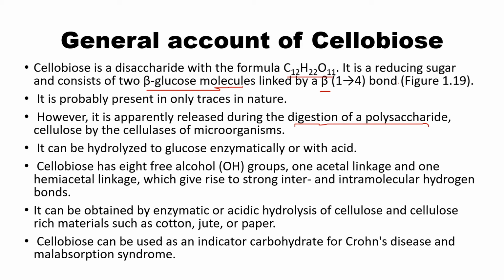Cellobiose has 8 free alcohol groups, 1 acetal linkage and 1 hemiacetal linkage, which give rise to strong inter- and intramolecular hydrogen bonds. It can be obtained by enzymatic or acidic hydrolysis of cellulose and cellulose-rich materials such as cotton, jute, and paper. Cellobiose can be used as an indicator carbohydrate for Crohn's disease and malabsorption syndromes.